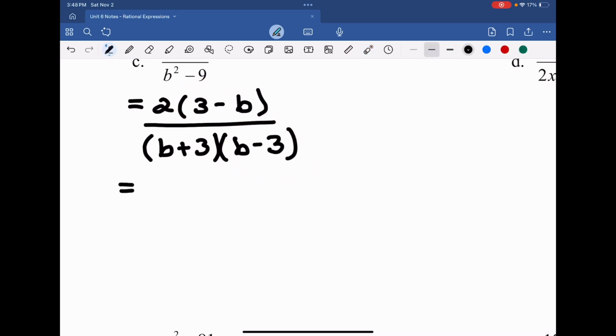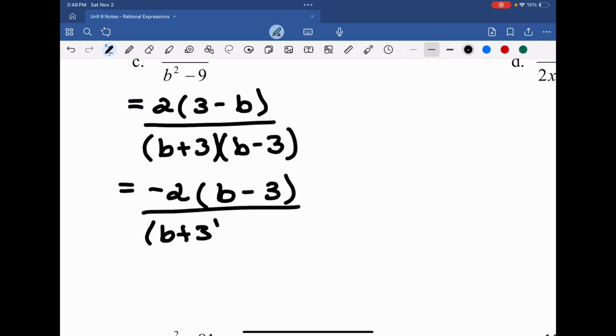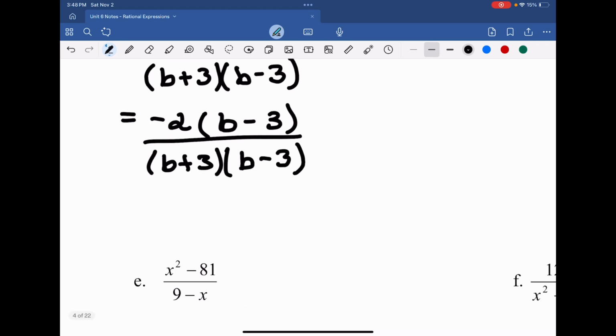I'm just going to remove out a negative in the numerator. This is going to become negative 2, and now I can flip this to b minus 3 instead, divided by the b plus 3, b minus 3. Let's make sure we state our MPVs right away. As soon as we've factored it, let's state them. So it's going to be b cannot equal plus or minus 3.